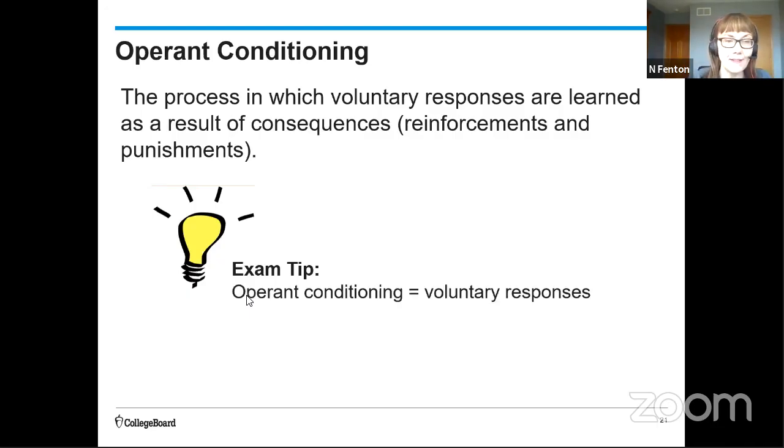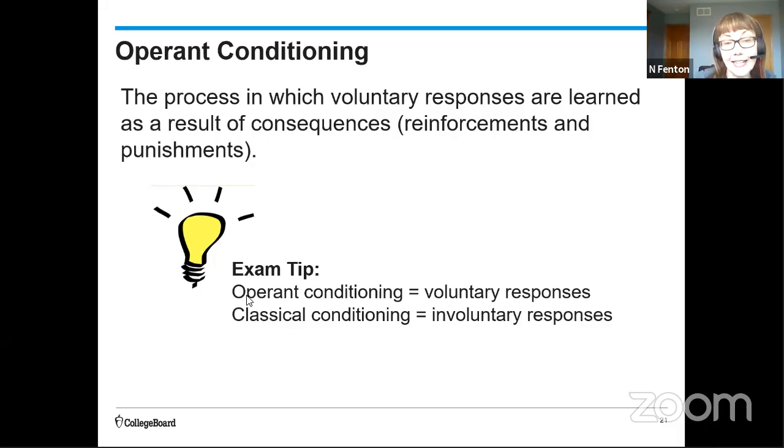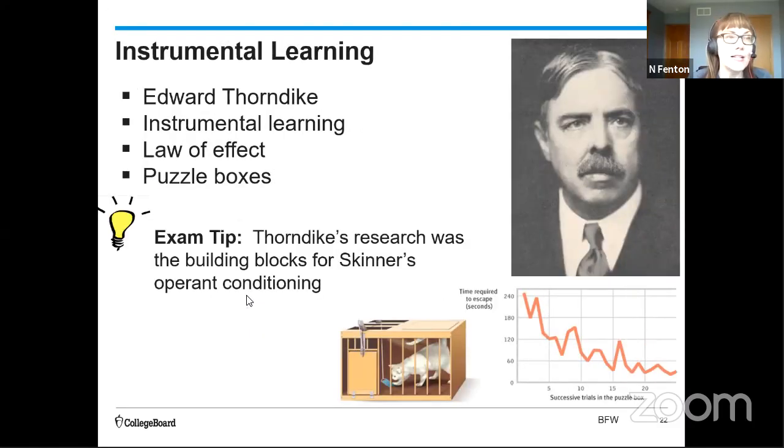So our exam tip here, remember, operant conditioning, voluntary responses; classical, involuntary. So with Pavlov, the dog is salivating, that's an involuntary reflex. With Skinner, the mouse is pushing a lever, that's a voluntary response. So operant conditioning actually has its roots in instrumental learning, which was created by Edward Thorndike. So Edward Thorndike's research is kind of the building blocks that you're going to see with Skinner. And he studied something called instrumental learning, which is conditioning that explains how animals and people learn voluntary behaviors. And it's the basis for operant conditioning.